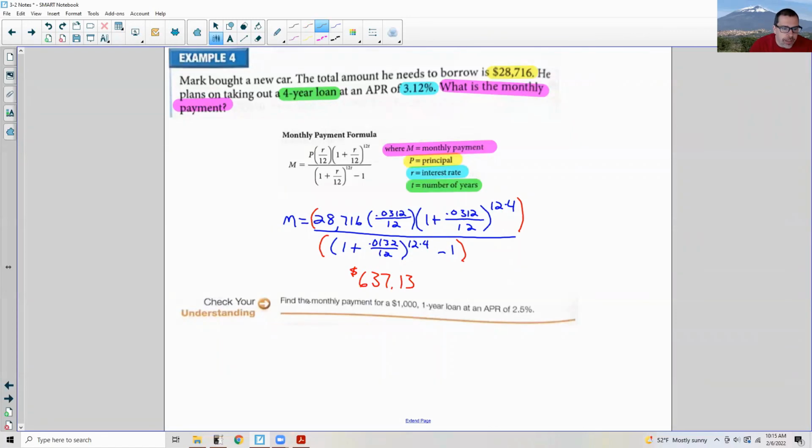Okay, so now the check your understanding says find the monthly payment for a $1,000 1-year loan at an APR of 2.5%. So we're going to use this formula up here, and M equals our principal, $1,000, times our interest rate, 0.025, divided by 12, because there's 12 months in a year, to the power of 12 times 1 year, 1-year loan, times 1 plus my interest rate, 0.025, divided by 12, close parentheses, to the 12 times 1 again. Did I do that right? Now, what am I doing? Let's get rid of this.